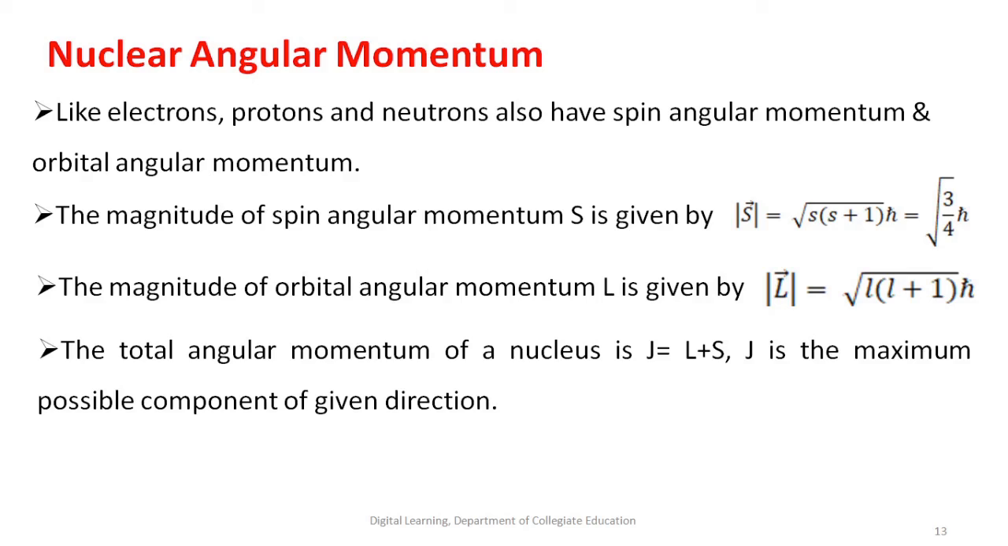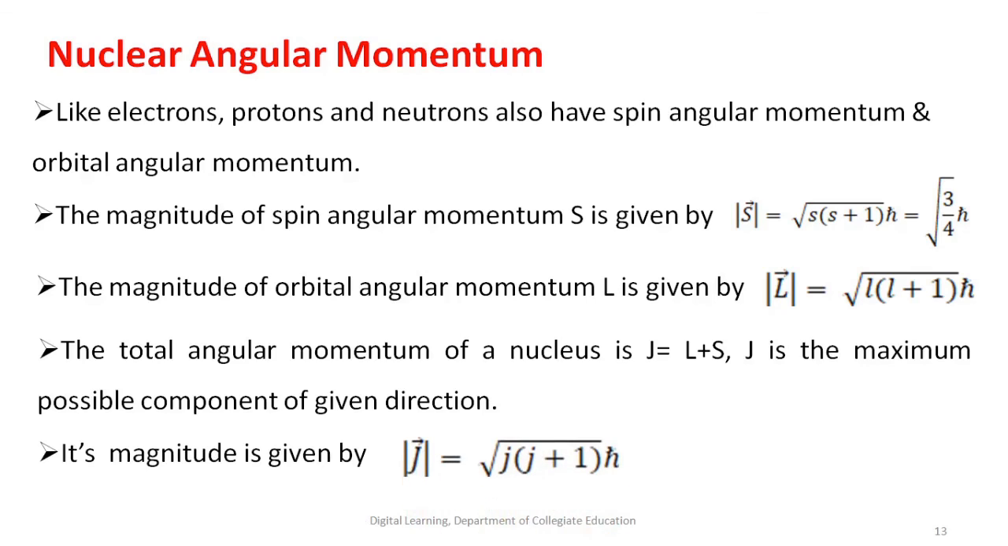J is the maximum possible component in a given direction, and the magnitude of total angular momentum of the nucleus is given by modulus of vector J is equal to square root of J into J plus 1 into h cross, where J is the total angular momentum quantum number.